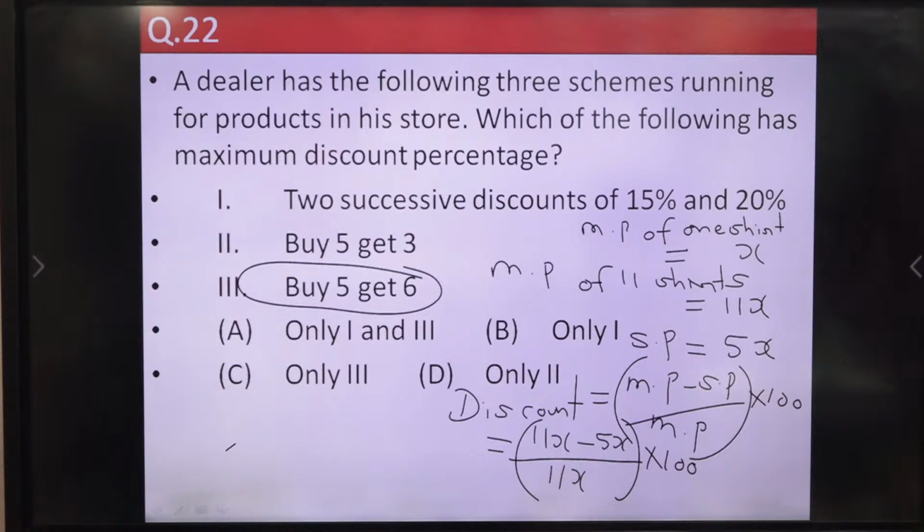So SS Gupta, is this clear to you or not? Tell me, SS Gupta and other students. How we will compute the discount here? Okay, very good.